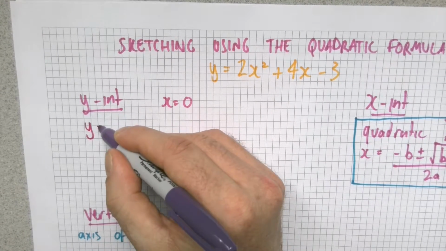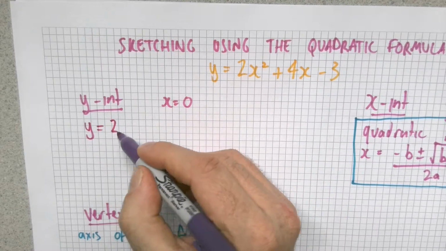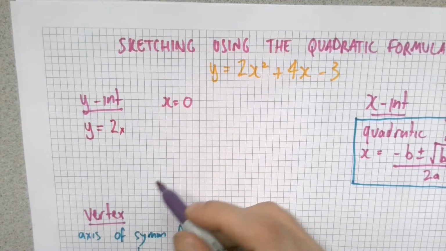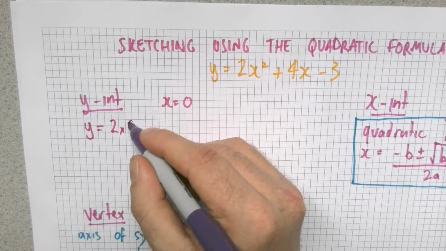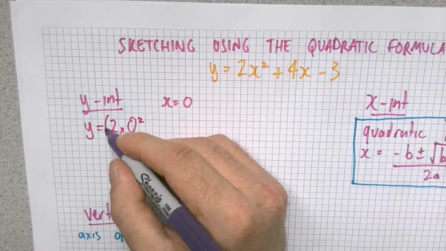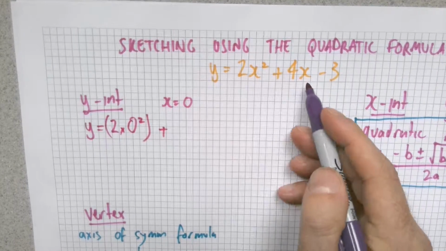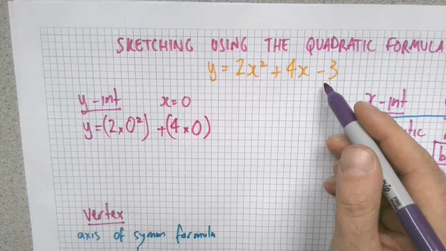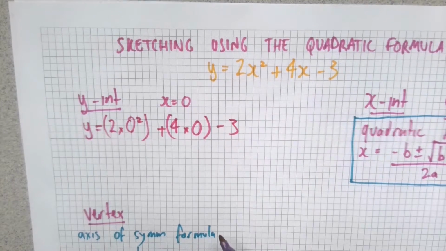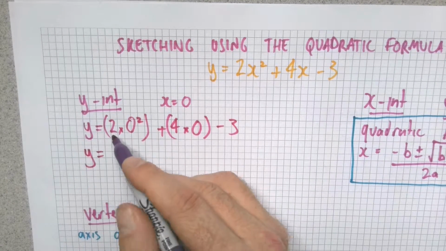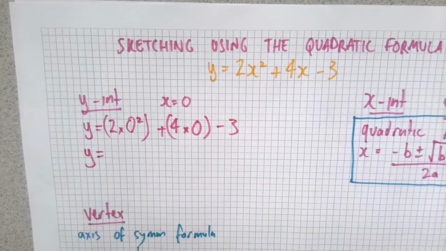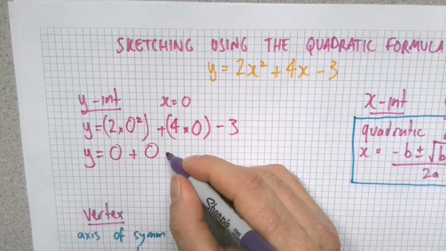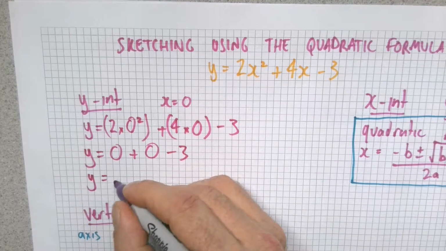So with that formula, I'm just going to go ahead and substitute in, instead of x, the value 0. So 2x squared means 2 times x squared, or 2 times 0 squared in this case. And then I'm going to add 4 times x, and in this case it's 4 times 0. And that constant term, minus 3, remains the same. So 2 times 0 squared is 0, plus 4 times 0, 0, take 3. Okay, y is equal to -3.